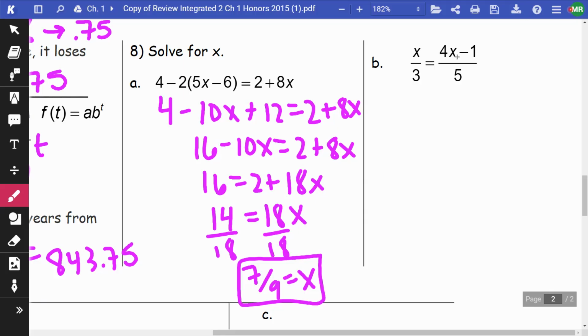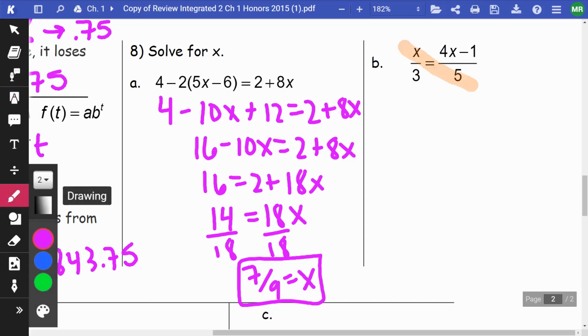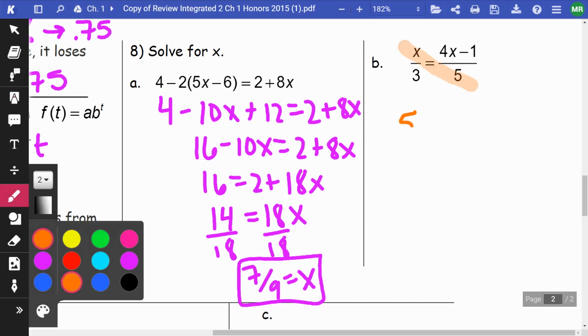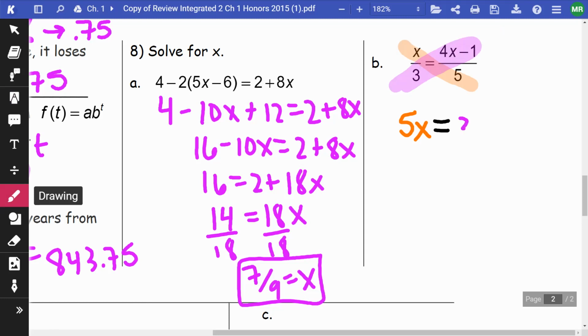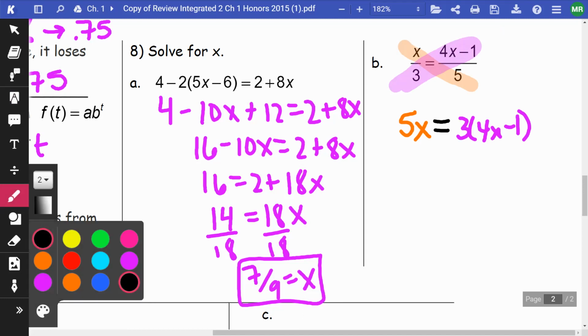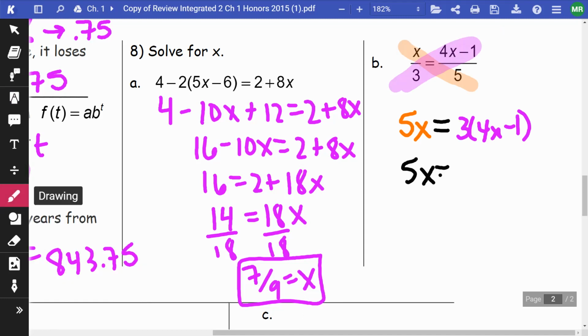Now on letter B, you have a fraction equal to a fraction, so we can cross multiply. So what I'm going to do is multiply 5 times x, which is 5x, equal, and I'm going to multiply 3 with the 4x minus 1. And so I'm going to get 3 times 4x minus 1. And then I'm going to work that out. So I'm going to get 5x is equal to 12x minus 3.